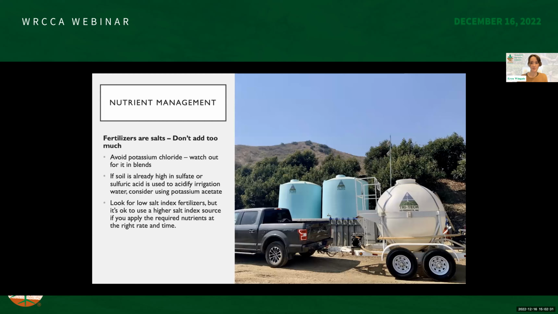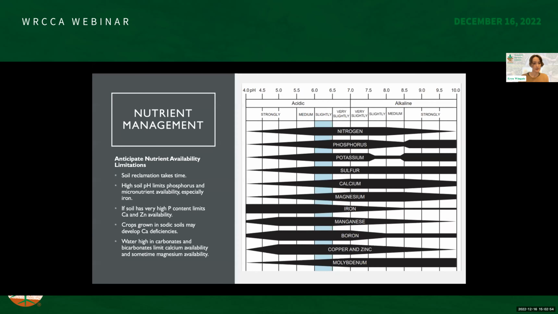I'm just going to breeze through this, but for nutrient management, remember that fertilizers are salts, and make sure you're adding just the amount that your crop needs and not over applying, because that will just exacerbate the EC issue and cause more stress than good. Next, keep in mind the pH, and make sure you're chelating the nutrients that require it if you've got a high pH.